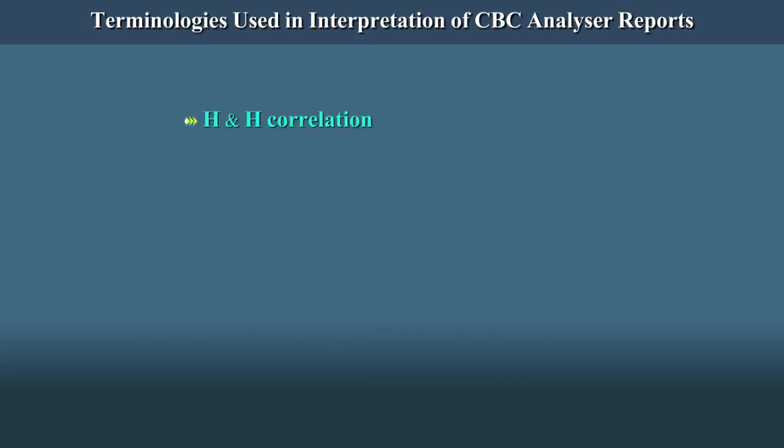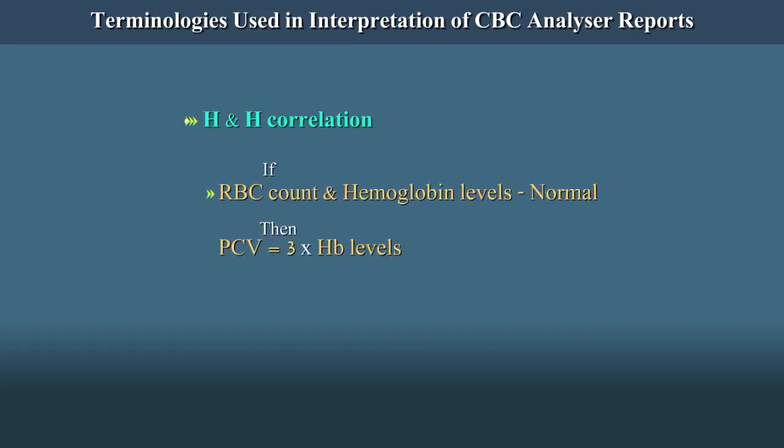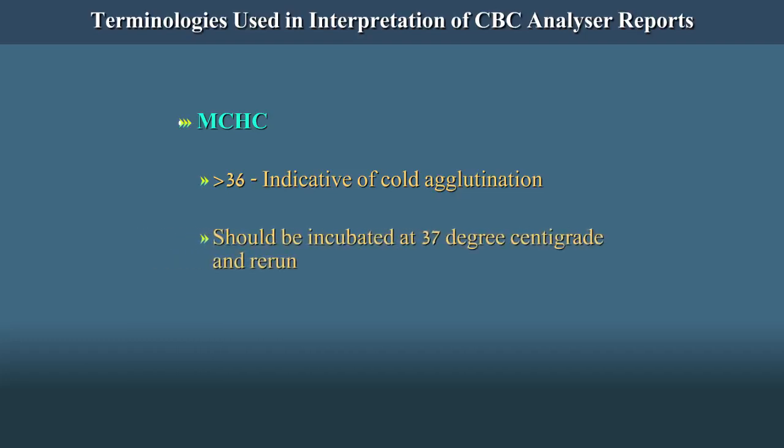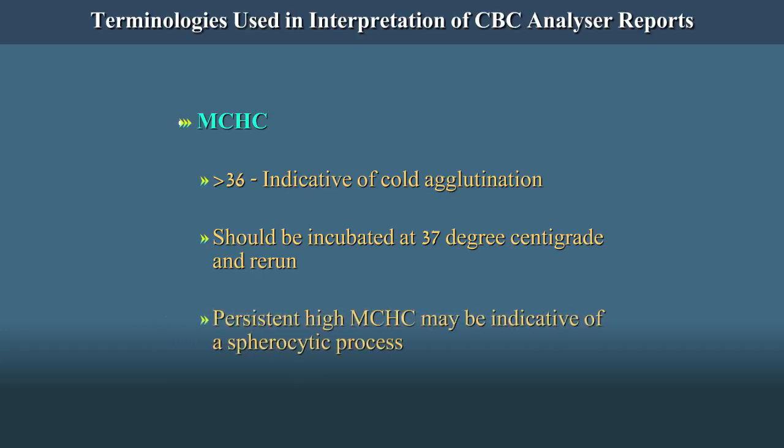H&H correlation. If RBC count and hemoglobin levels are both normal, the hematocrit or the PCV is approximately 3 times the hemoglobin level. A hemoglobin of approximately 10 mg/dL will have a HCT of 30 plus or minus 3, that is 27 to 33. MCHC greater than 36 may be indicative of cold agglutination. Such samples should be incubated at 37 degrees centigrade and rerun. Persistent high MCHC may be indicative of a spherocytic process.